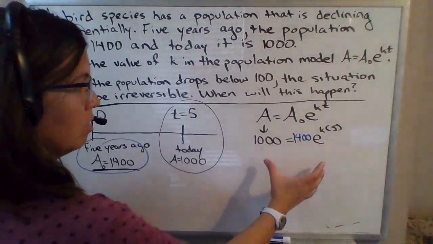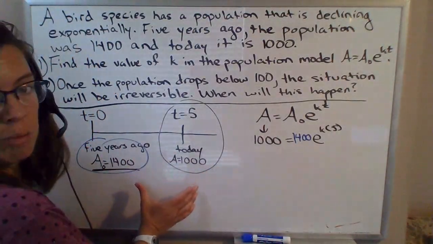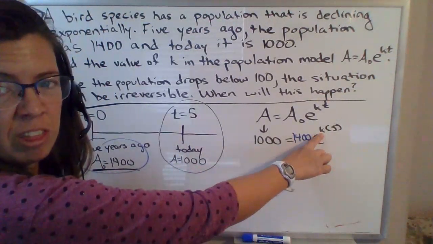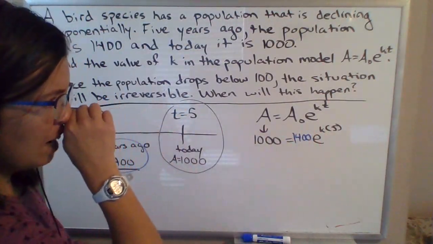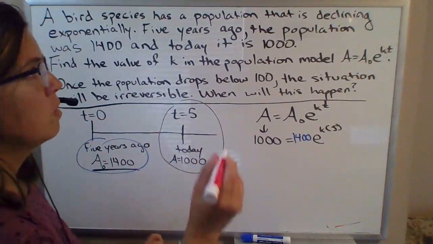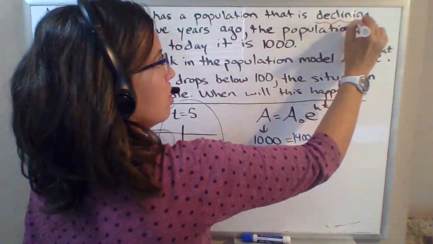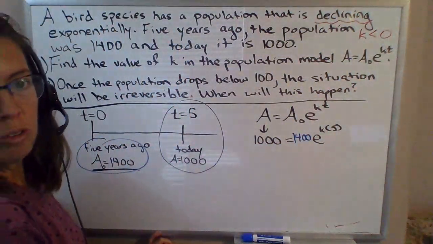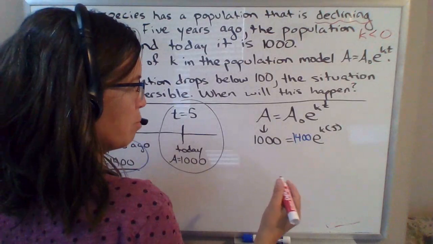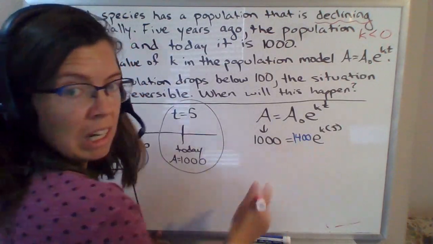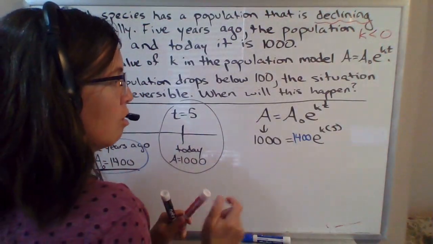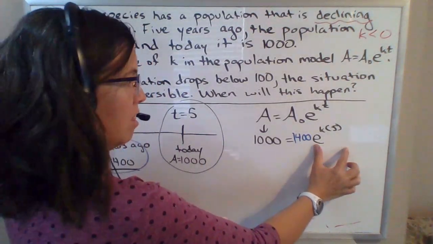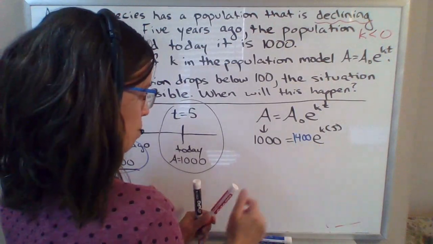Okay, so we've plugged in information that we're given in the problem. We now want to solve for k. It's nice to pause and think, okay, so am I expecting this k to be positive or negative? Because the population is declining, we're expecting a negative value of k. So that's one way we can check if we've set this up correctly. Now, in solving an exponential equation like this, the first step is to isolate the exponential expression, the e to the k times 5 in this problem.